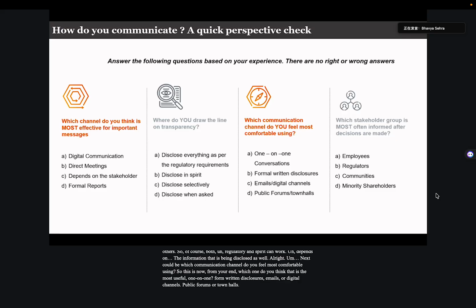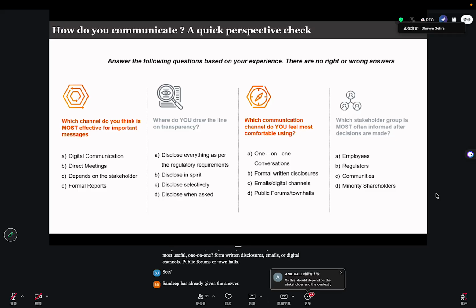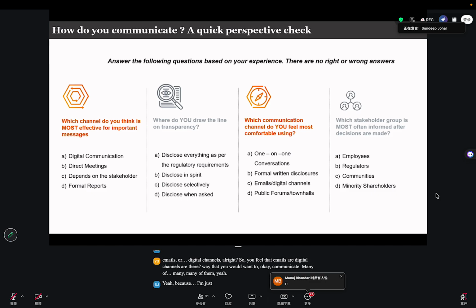See, Sandeep has already given the answer. Email, with respect to the first point, right? Sandeep? Yeah, emails or digital channels. All right. So you feel that emails or digital channels are the way that you would want to communicate. Yeah, because many of them. I'm just sharing my experience again.